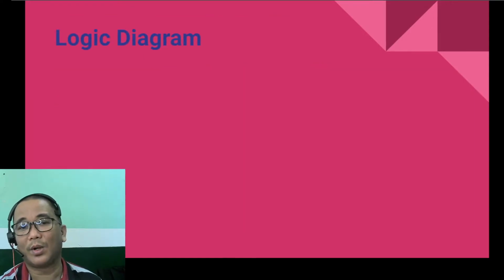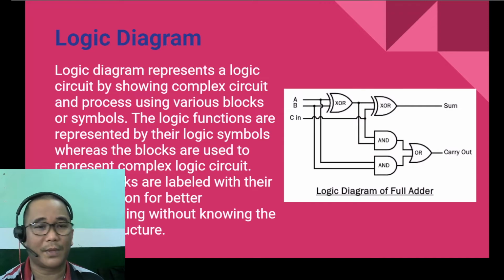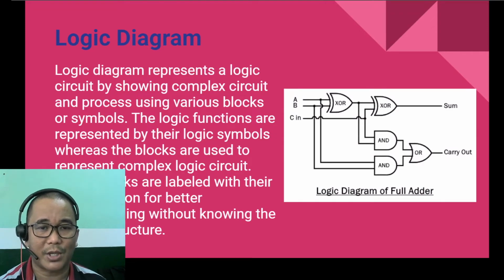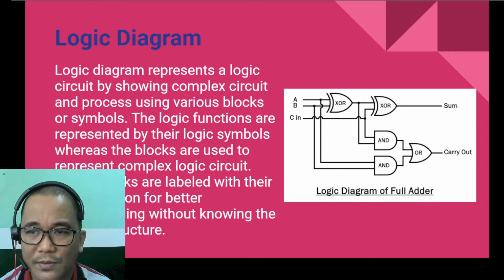The next one is what we call the logic diagram. From the word itself, the logic diagram represents a logic circuit by showing complex circuits and processes using various blocks or symbols. The logic functions are represented by their logic symbols, whereas the blocks are used to represent complex logic circuits. These blocks are labeled with their logic functions for better understanding without knowing the internal structure. The blocks are interconnected by lines which represent the input and output lines for the signal.